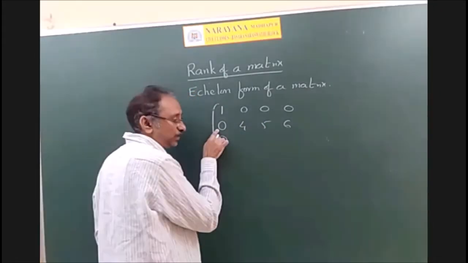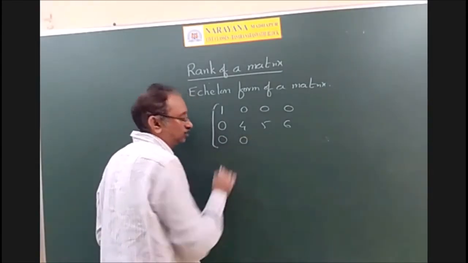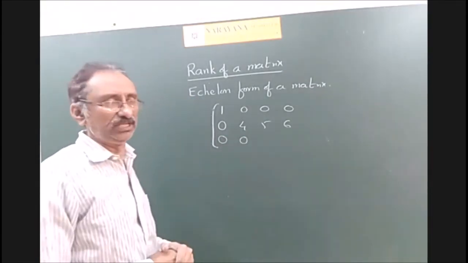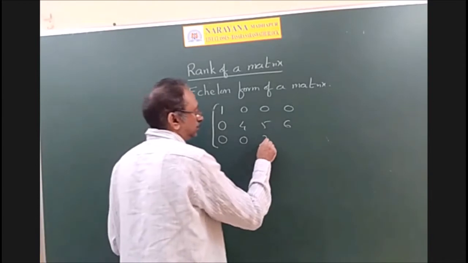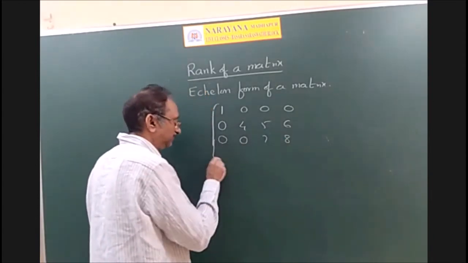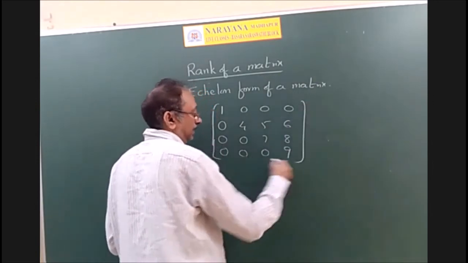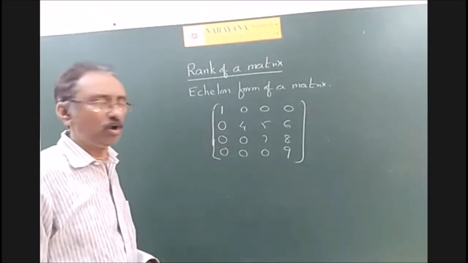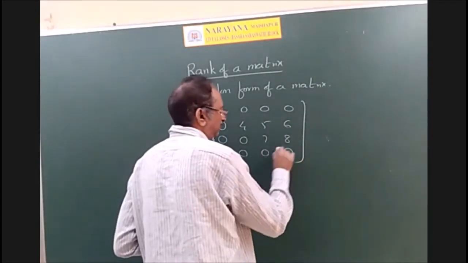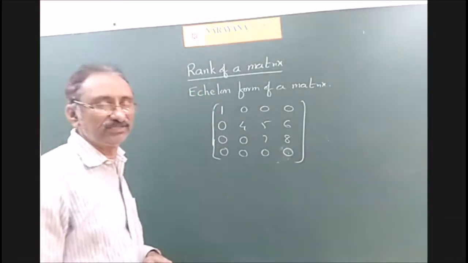And whenever there is 1 zero here, there must be at least 2 zeros. Of course, there may be 3 zeros, but at least 2 zeros. Then 7, 8. If at all a fourth row is there, there must be at least 3 zeros, or there may be 4 zeros also. So this is called echelon form.